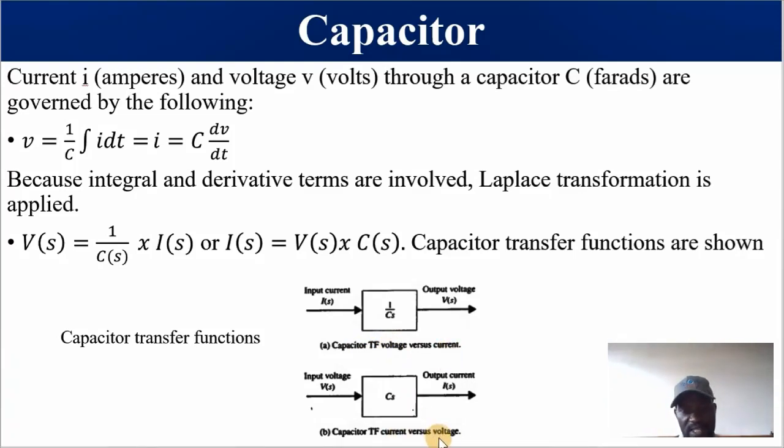But for current versus voltage, this is our question. So we are saying I of S is equal to V of S multiplied by C of S. This is our G of S. This is our C of S. This is equal to our G of S, and this is equal to our R of S. So this is the capacitor transfer function of current versus voltage. We are talking of mathematical modeling of electrical systems or electronic systems. Guys, take note.